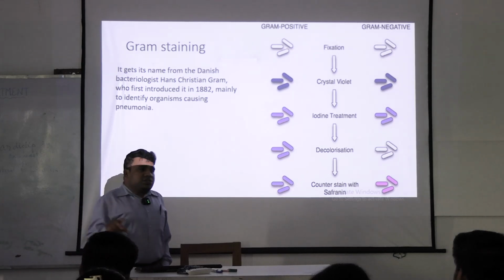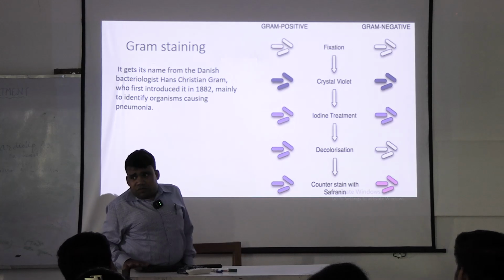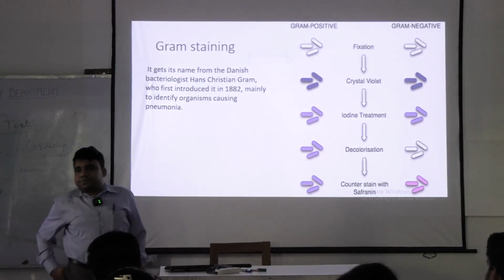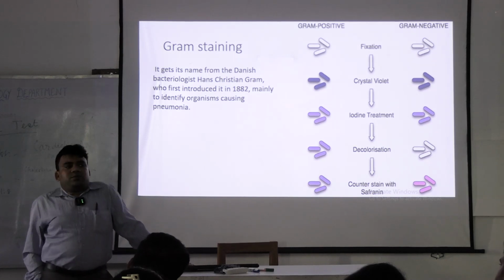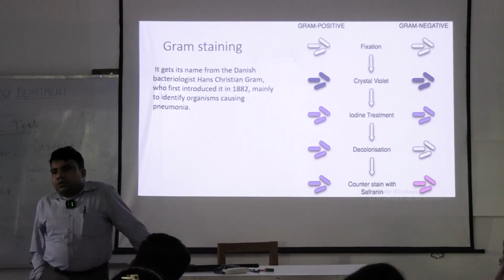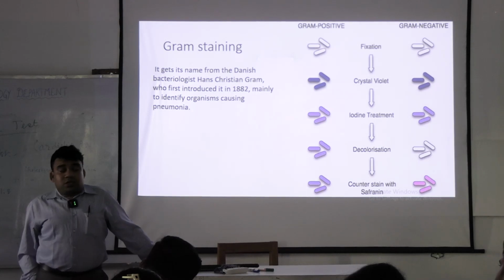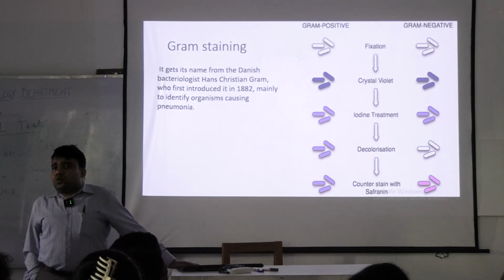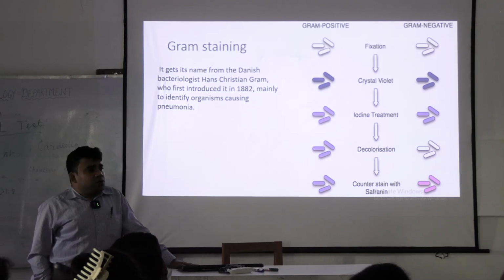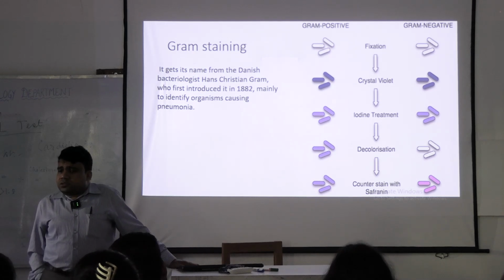Two different colors. Safranin is red to pink in color, and obviously as the name suggests, crystal violet is violet to purple in color. By doing that, he observed there are two types of bacteria present. One retained the color of the first stain and the other did not, rather it took up the secondary stain. So one appeared as blue to purple, the other appeared as pink to red. This is how Gram staining was established.